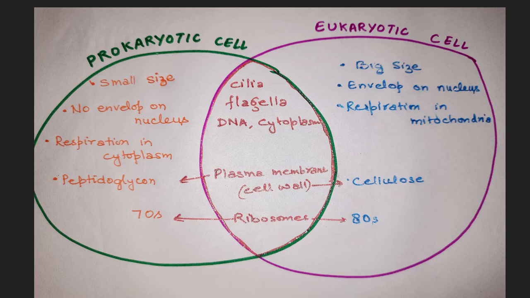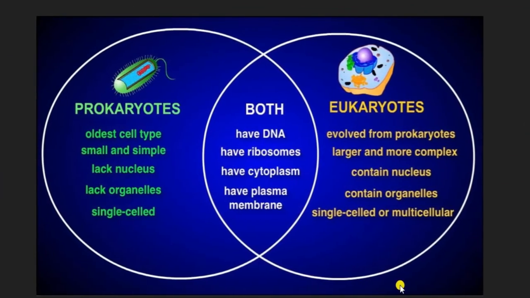What is common in both? They both have nuclear material, that is called the DNA. They both have the ribosomes. They both have the cytoplasm, and they both have the plasma membrane. So that is common in both. Whereas you can see very easily the bacterial cell, what they have, and the plant cell or the animal cell. So this was about the differences and the common things between the prokaryotes and the eukaryotes.